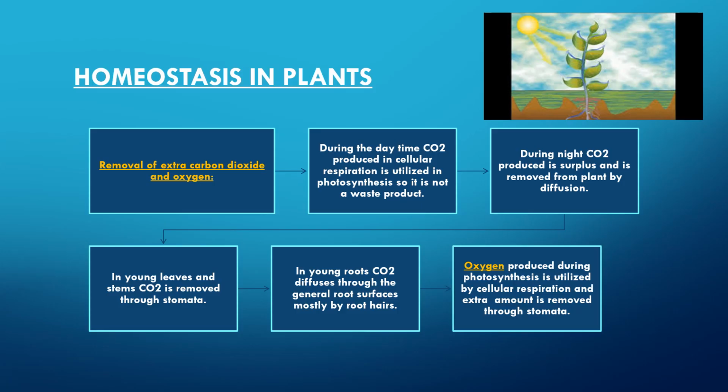Now, how does homeostasis work in plants? First, we are going to discuss the removal of extra carbon dioxide and oxygen. During the daytime, carbon dioxide produced in cellular respiration is utilized in photosynthesis, so it is not a waste product. During nighttime, the carbon dioxide produced is a surplus and is removed from the plant body by diffusion. In young leaves and stems, carbon dioxide is removed through stomata, while in young roots, carbon dioxide diffuses through the general root surfaces, mostly by root hairs.